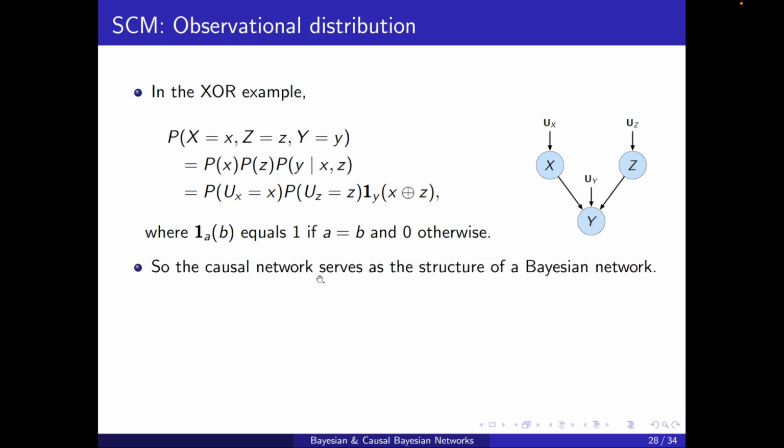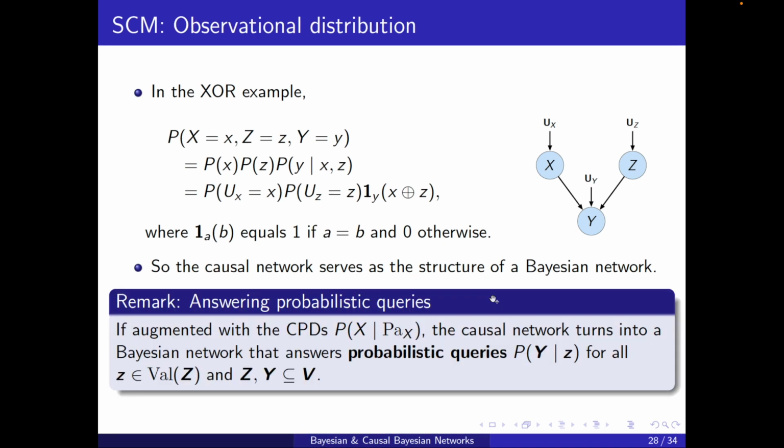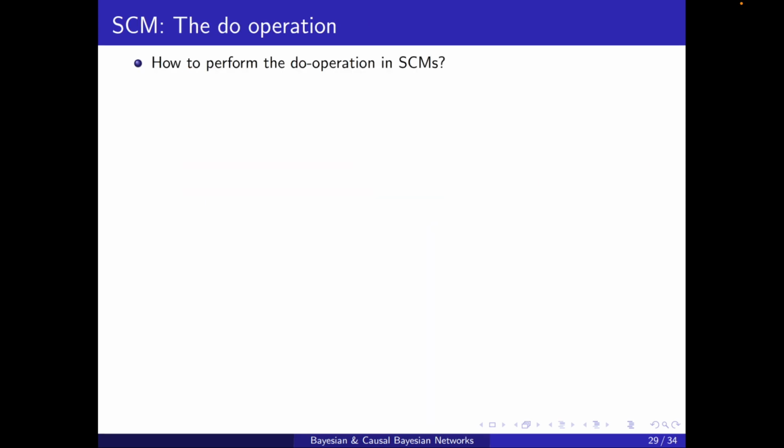Okay. So the causal network serves as the structure of a Bayesian network because it's an IMAP. And we therefore get this remark, answering probabilistic queries. If augmented with the CPDs, P of X conditioned on parents of X, and we explained how we can get them, the causal network turns into a Bayesian network that answers probabilistic queries, P of Y conditioned on Z for all Y and Z. Okay, great.